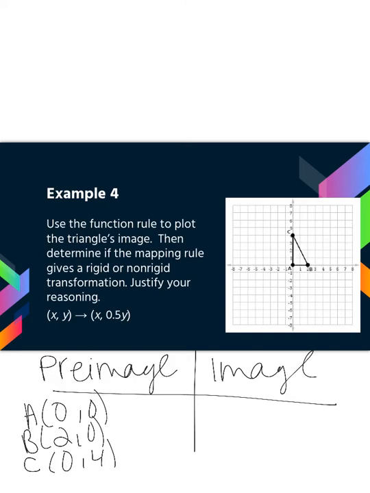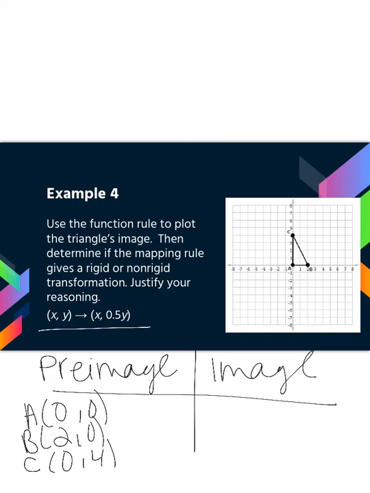Our last example goes back to another mapping rule. We know this is a mapping rule because we have x, y goes to x, 0.5y, right? And we have this little arrow. So this is what a mapping rule looks like. But we treat the function rule and the mapping rule like the same. It just depends on what they look like, right?